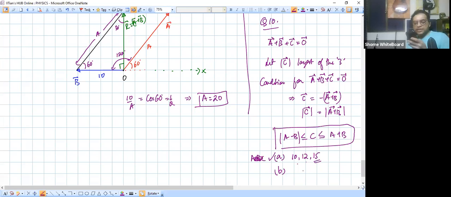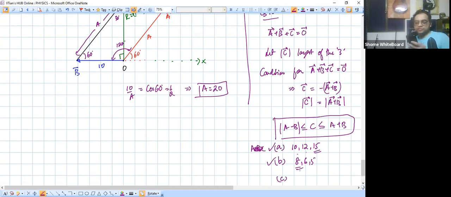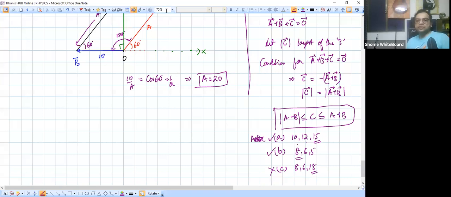Okay. So the second one is 8, 6, 5. So in 8, 6, 5 the largest one is 8 and it is less than the sum of 6 and 5, which is 11. So this is also possible. Then next option is 8, 6, 18. Now see, in this the largest is 18 and the sum of these two is only 14. So this is not possible. This cannot fit this criterion. Okay. So it fails this criterion. Therefore, we cannot have A plus B plus C equal to 0 where their magnitudes are like this. And similarly, option D is again going to be a case where it is possible.